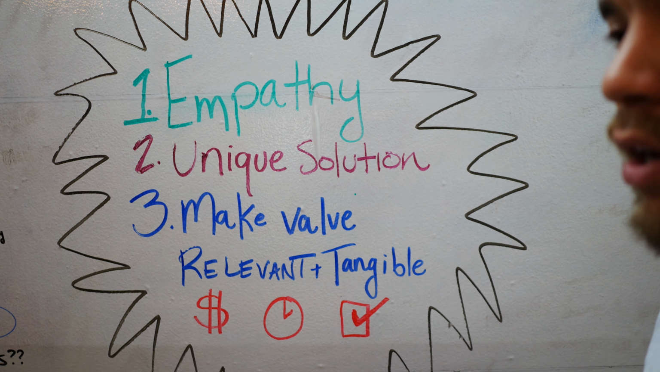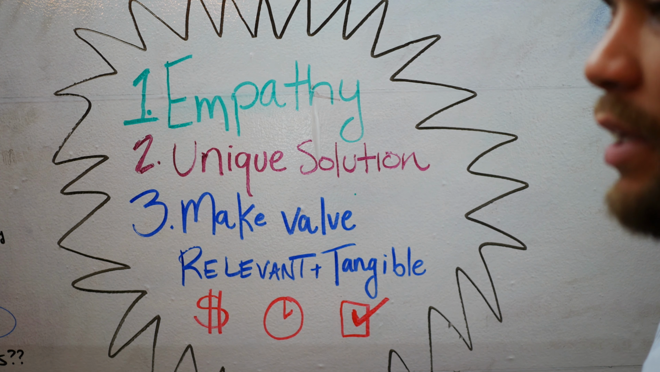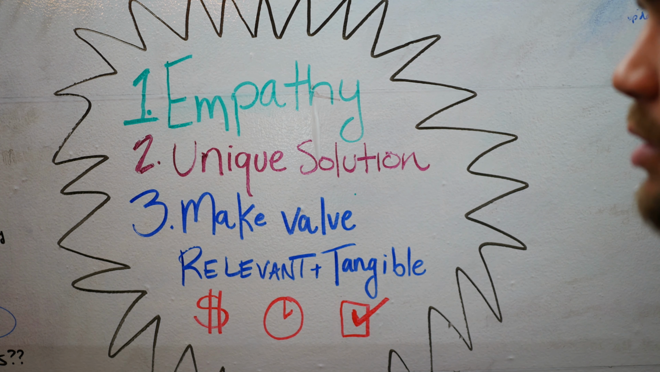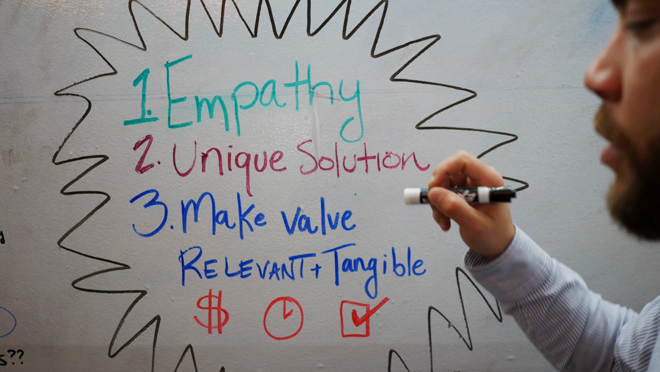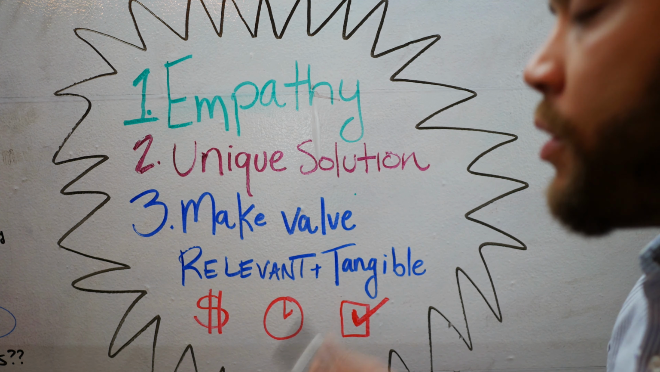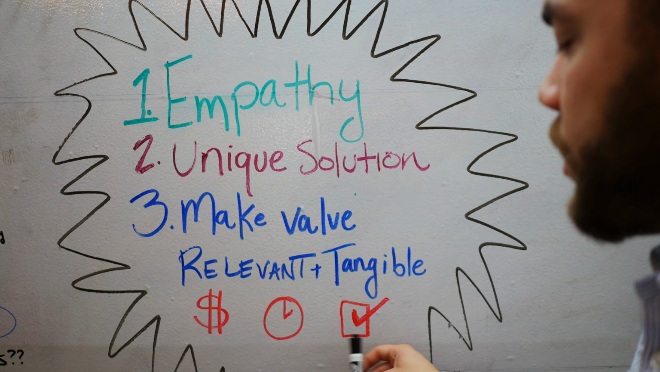Or you've been talking a certain way and using certain words that your customer just flat out doesn't use. They don't talk like that. A lot of times people talk to themselves. So make the value relevant and tangible from their perspective. So I have a dollar sign, a time sign, and a quality sign.